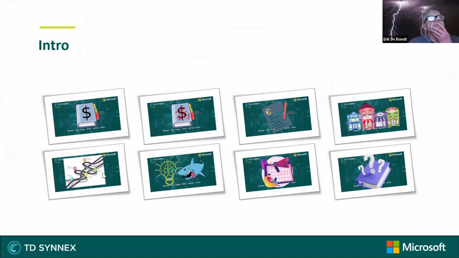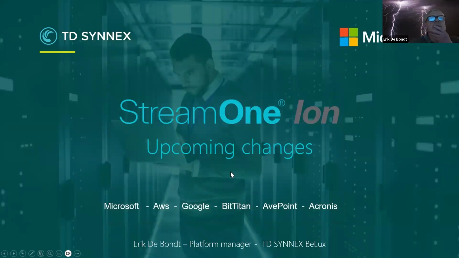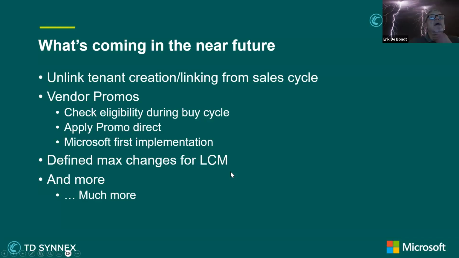What's coming up? So the roadmap. Basically, we're going to split off the link. As you know, if you have a new customer, you need to go into the sales process, the order process, and then there you need to link the customer to a new tenant. We're going to split that off, so that you first make the link to the customer or create a new tenant, and then start purchasing for that customer, which is in a sense more logical than it is today.